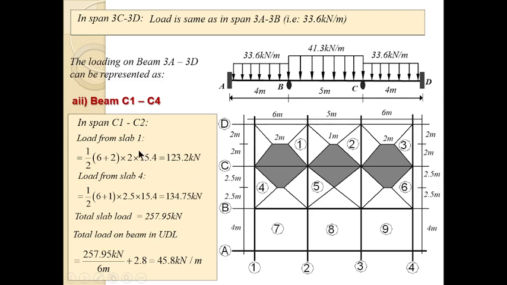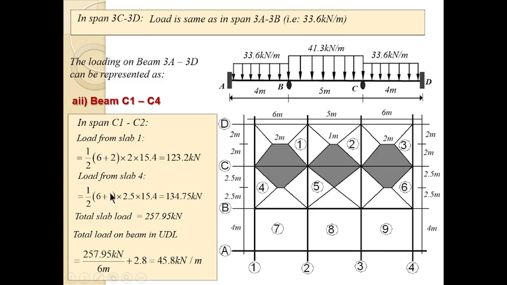By the time you multiply by the design load, it gives you the load carried by the slab. Then go to slab 4, which is the same as slab 1 here. The area of this trapezium is half of 6 plus 1. This is 6, this place is 1 meter, this place is 6, so this place is 1.